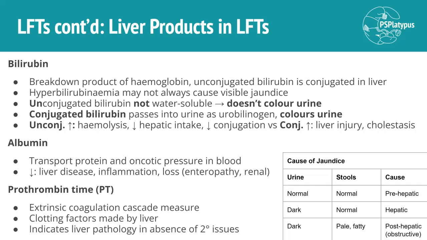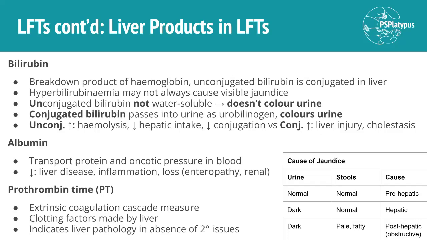Versus conjugated hyperbilirubinemia, an increased presence of conjugated bilirubin in the blood. That might be due to liver injury or cholestasis, so most of what we were looking at on the previous slide. The liver's been able to conjugate that bilirubin, but there's maybe more bilirubin, and that's being released into the blood as opposed to being excreted via the feces and urine as normal, in the forms of stercobilin and urobilinogen, respectively.